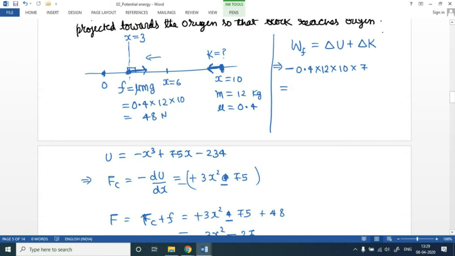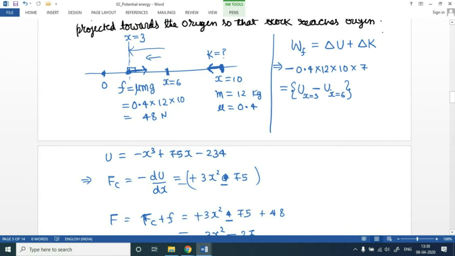And for the change in potential energy, the potential energy from here to here is equal to 0. So the potential energy basically changes only from x equal to 6 to x equal to 3. So the change in potential energy we will write as U at x equal to 3 minus U at x equal to 6. That would be the change in potential energy, since we know the expression for potential energy. By just substituting 3 and 6 we will be able to get these values.